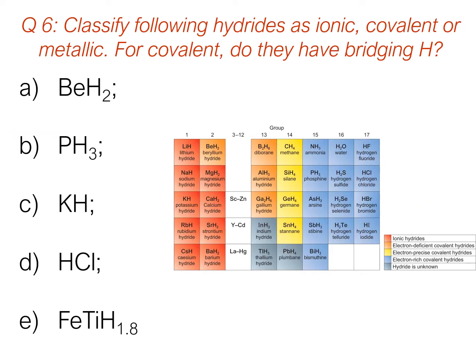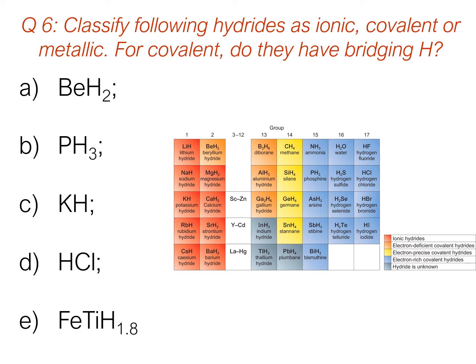Question 6 is going back to something a bit simpler, classifying hydrides as whether they're ionic, covalent or metallic, which I found was a bit unfair because they don't really talk about it in the book. And for the covalent ones, do they have a bridging hydrogen? So I've taken the periodic table that we had in the lecture videos that shows us which are ionic, which are electron deficient covalent, which are electron precise covalent, and which are electron rich covalent.